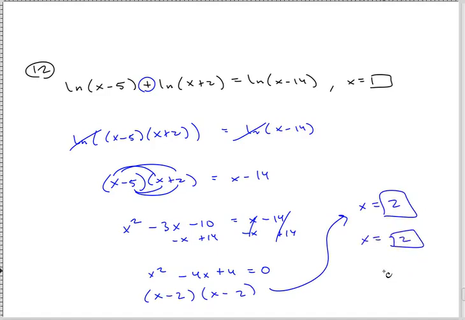So I should probably double check myself. I know I don't have a negative, but this is kind of weird. Two answers, double check, right? Well, if you plug a 2 in right here, you get ln of negative 3. That's no good. You can't do that. So that one doesn't work. Hey, let's plug in a 2 and see what happens. Oh yeah, it doesn't work. I don't have any answers.